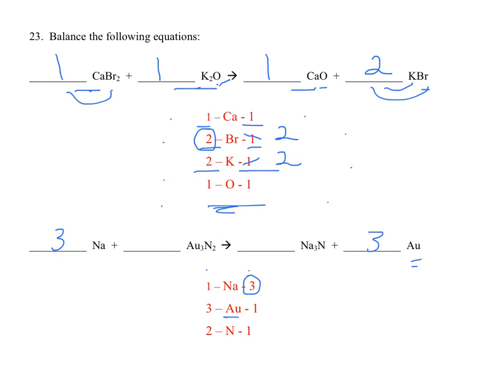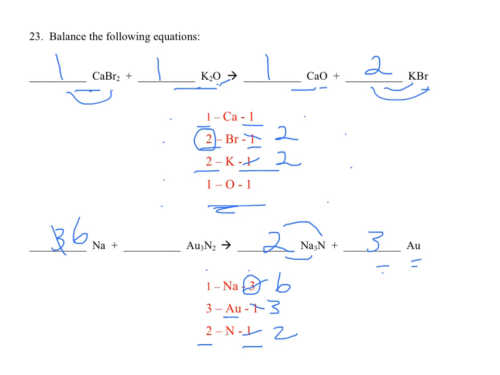So nitrogen, the one that's not going to be the easiest to fix, is the one that we do last. And we have 2 here and we have 1 here, so I have to put a 2 here. And that gives me 2 times 3, 6 sodium now on this product side. And it gives me 2 nitrogen. Okay, now my nitrogen's balanced and my gold balances because I put a coefficient 3 there, but my sodiums don't, and that's okay because I'm just going to cross this out and put a 6 here.